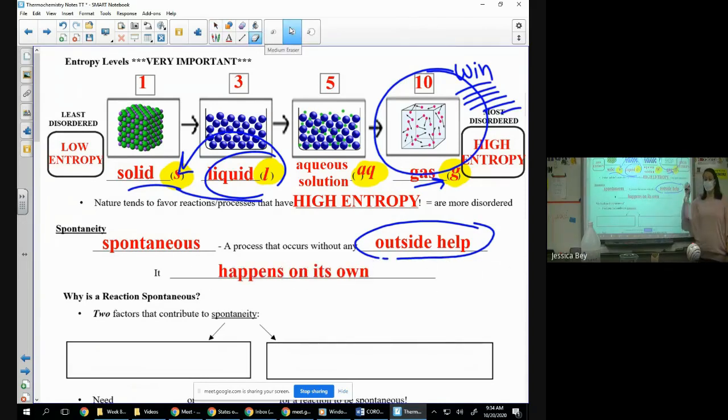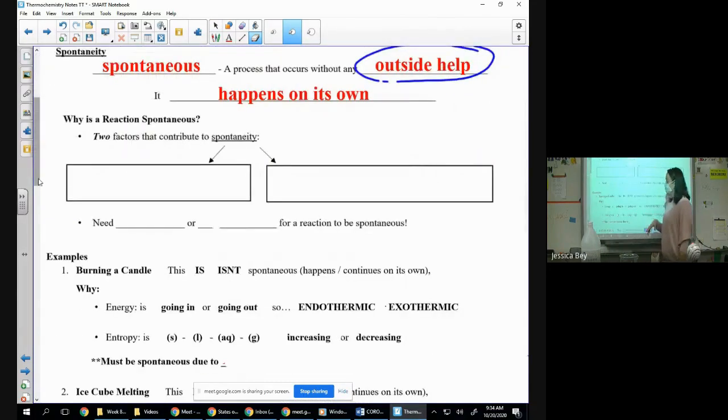You can give it a little energy to start it. It's just whether or not you have to maintain it. Do I have to keep stirring it? Do I have to keep lighting it? What do I have to do? And this is where things can get really hard. And this is where your quiz on Friday is going to be a challenge, but we're going to work on it. We're going to be okay.